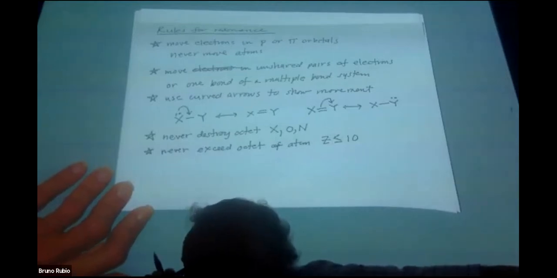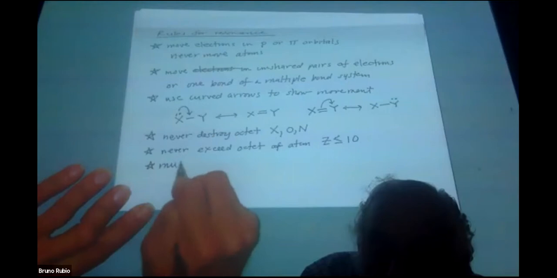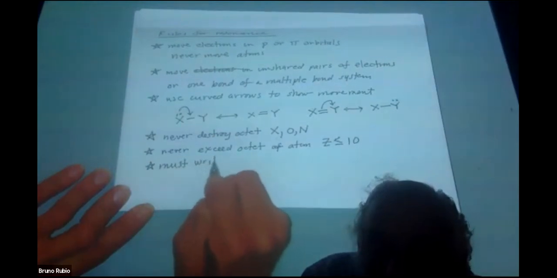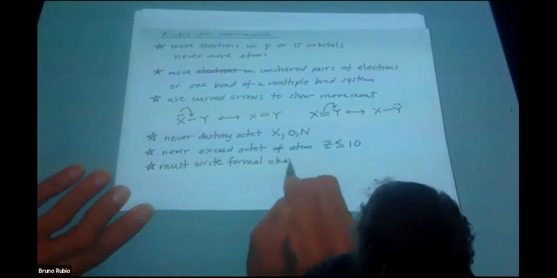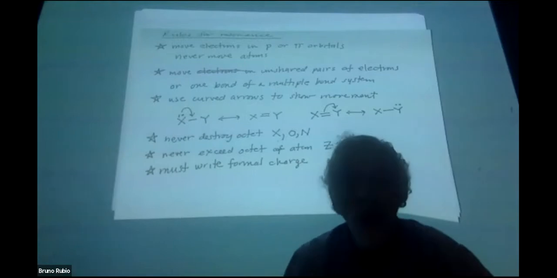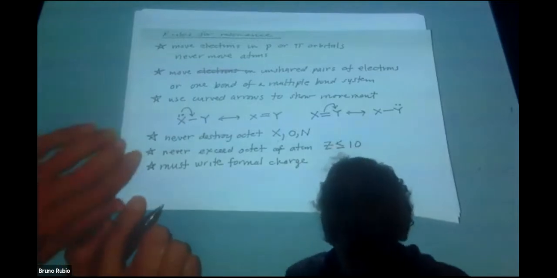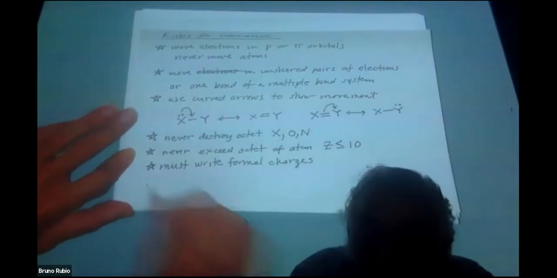A couple more rules here. Must write formal charges. Remember, the formal charge is never optional. When you're writing resonance structures, you always have to include the formal charges. Okay, a couple more rules here. I'm going to go on to a new sheet of paper.